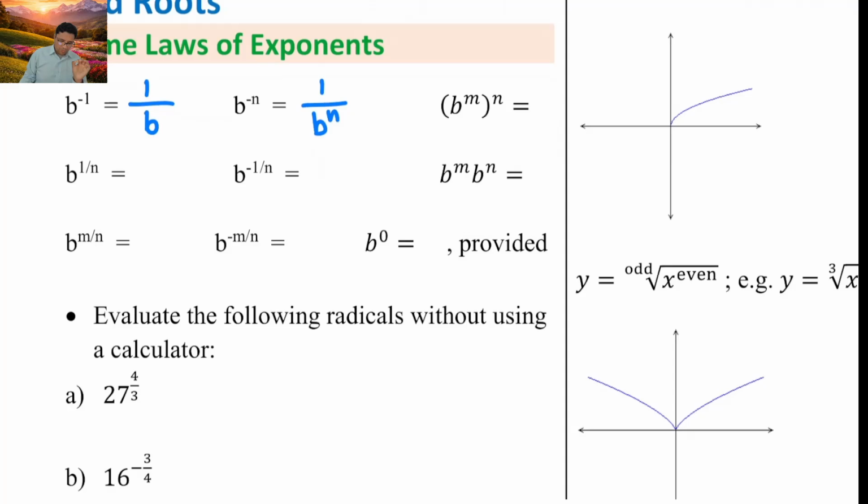b to the power 1 over n. That represents a fractional exponent, which is another way of writing the radical expression, nth root of b. Okay, so if you are taking a root, the nth root, that appears in the exponent as the denominator, 1 over n.